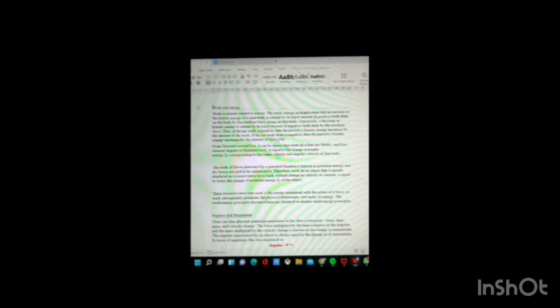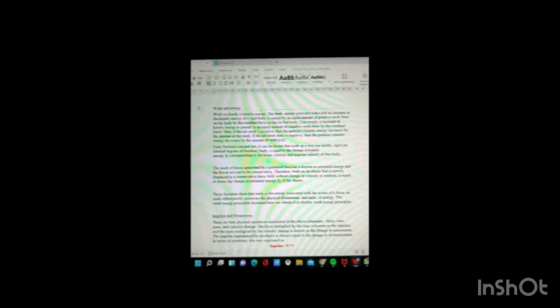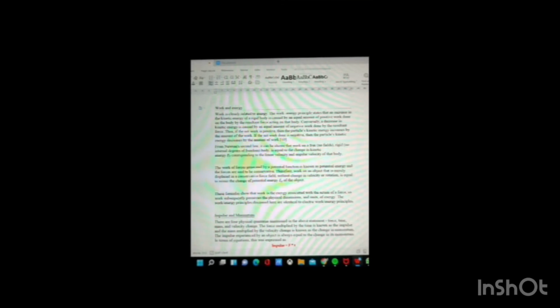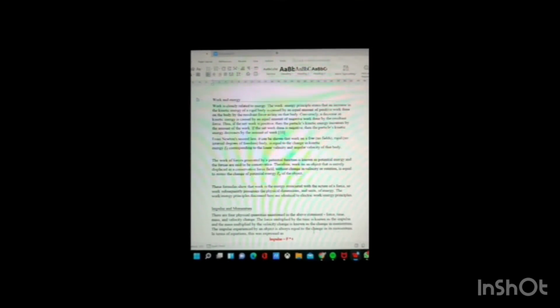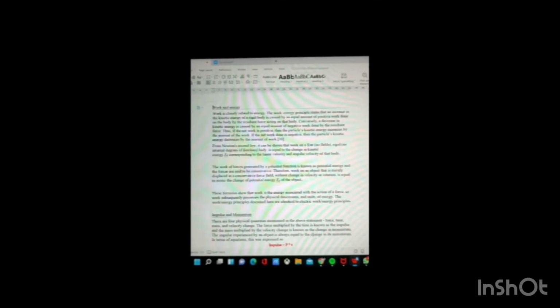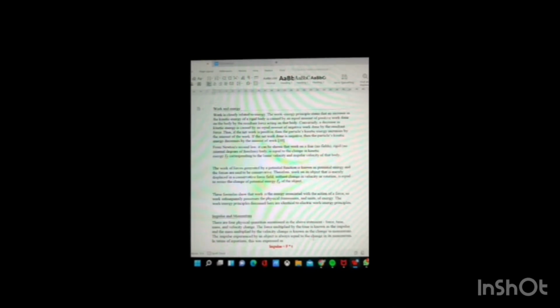Thus, if the net work is positive, then the particle's kinetic energy increases by the amount of the work. If the net work done is negative, then the particle's kinetic energy decreases by the amount of work. From Newton's second law, it can be shown that work on a free, rigid body is equal to the change in kinetic energy corresponding to the linear velocity and angular velocity of that body.